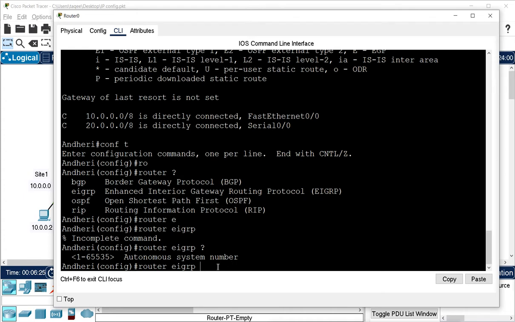So it is not a process ID where we can use any number on any router as in OSPF. This is an autonomous system number and we have to mention it the same for all the routers within the routing domain. OSPF also works within the routing domain, but we don't mention the autonomous number. Here in EIGRP we have to mention it. So for example, I will give 10 here, and I have to give the same number on every other router.